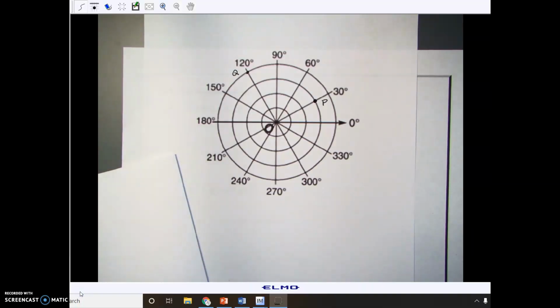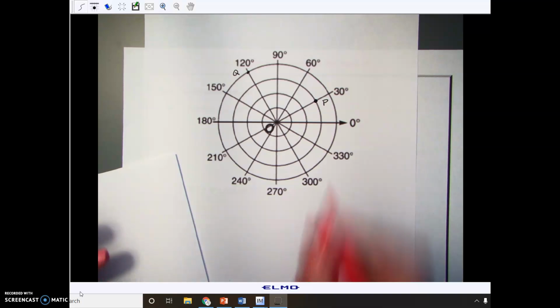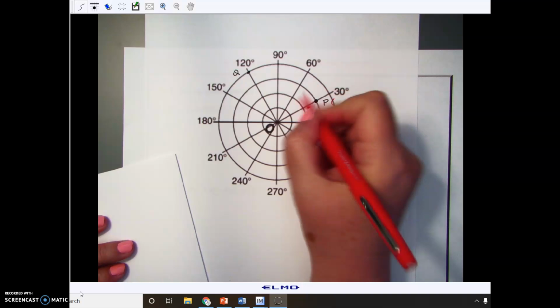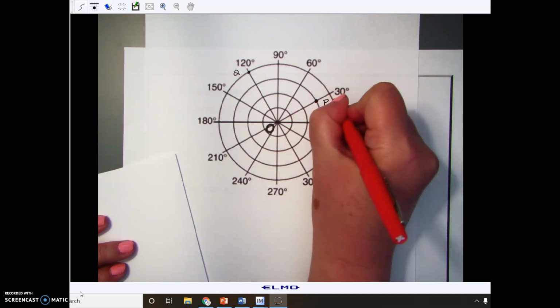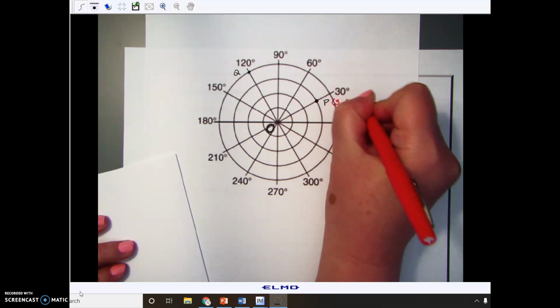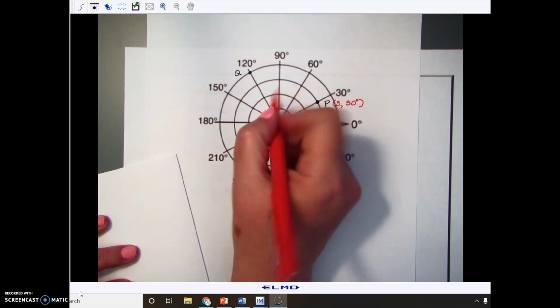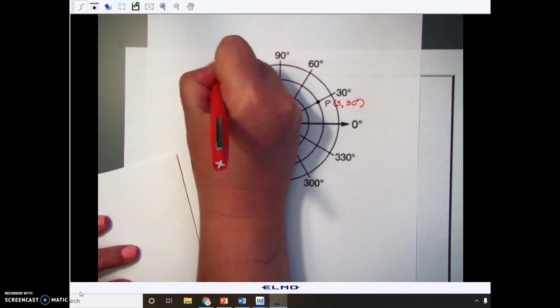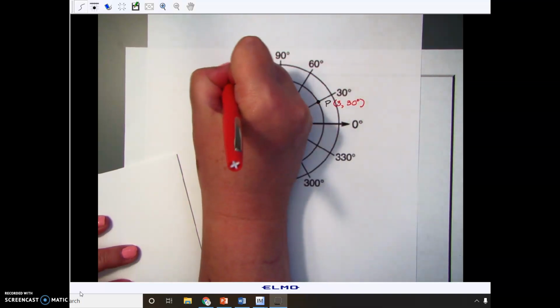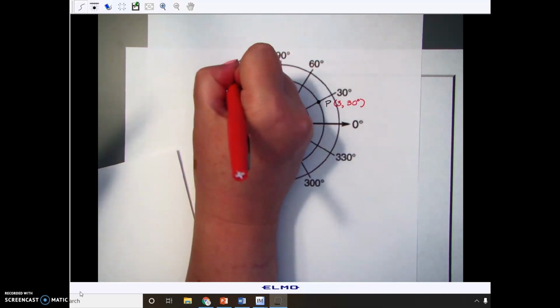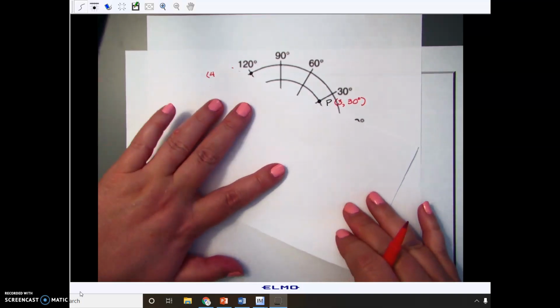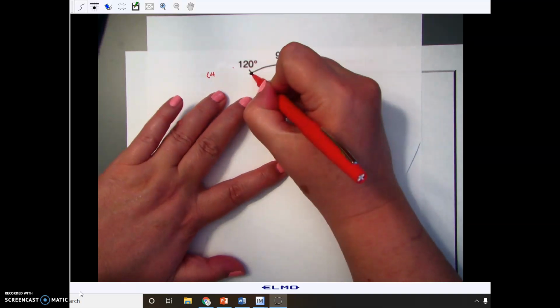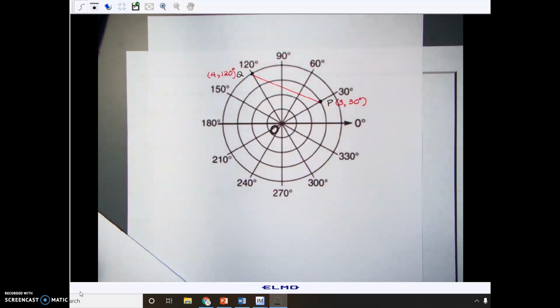So here on this polar graph, I have labeled point P and point Q. So if we notice that point P is located at an R value of 1, 2, 3 and a theta value of 30 degrees. And over here, Q is located at an R value of 1, 2, 3, 4 and a theta value of 120 degrees. And what we want to be able to do is connect those 2 points, call that segment PQ, and we want to find the length of PQ.